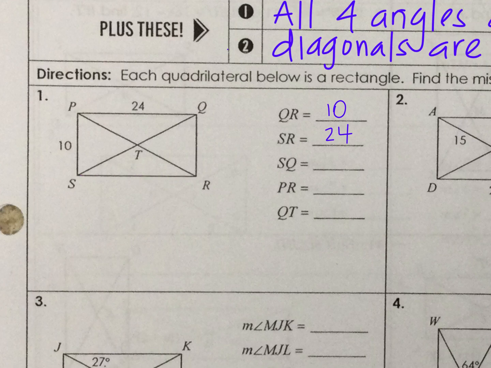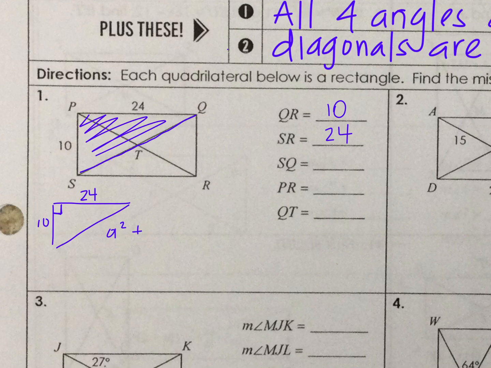SQ is this whole long piece. What we're going to have to do to find that, I'm going to pull out this triangle right here. So I've pulled that triangle out. I've got a 24 and a 10. I know that that's a right angle, so I can use the Pythagorean theorem, a squared plus b squared equals c squared. So I'm going to say 10 squared plus 24 squared equals c squared. And that's what we're looking for, that c.